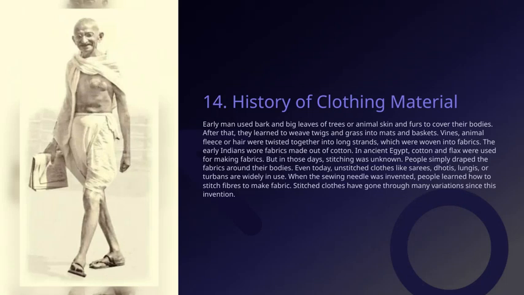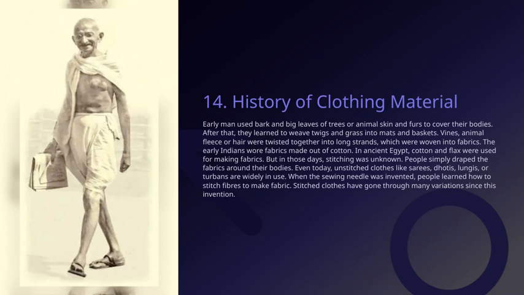Let's take a look at the fascinating history of clothing materials. Early humans initially used natural resources like bark, large leaves from trees, and animal skins and furs to cover their bodies. These were the first attempts at clothing and protection. Over time, they learned to weave twigs and grass into simple mats and baskets, which shows how resourceful they were. They also twisted vines, animal fleece, or hair into long strands, and these could be woven into fabrics.